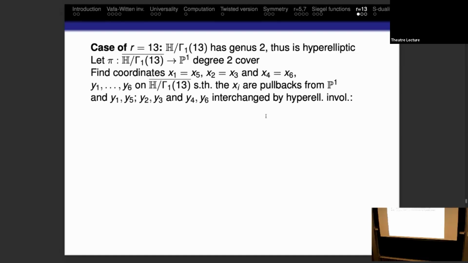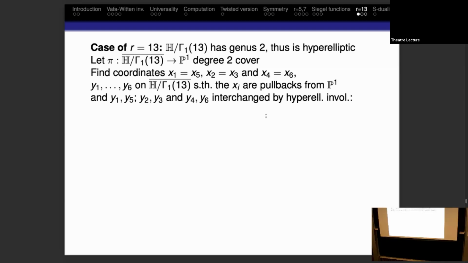structure. So we want to find coordinates x_1, which is equal to x_5, x_2 equal to x_3, x_4 equal to x_6. So there are only 3 coordinates, but we number them 1 to 6. And we also have coordinates y_1 to y_6 on this curve, such that the x_i's are pullbacks from P^1, and in pairs the y_i are coordinates which correspond to the fiber, which are interchanged by the hyperelliptic involution. So y_1 and y_5 are interchanged, y_2 and y_3, y_4 and y_6.